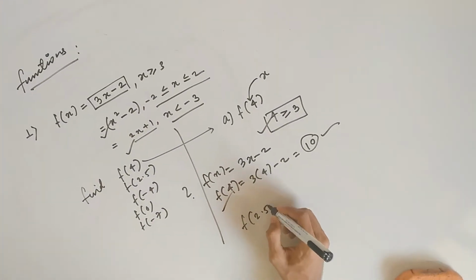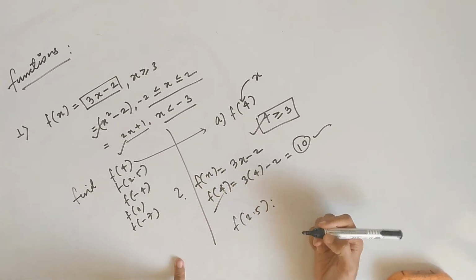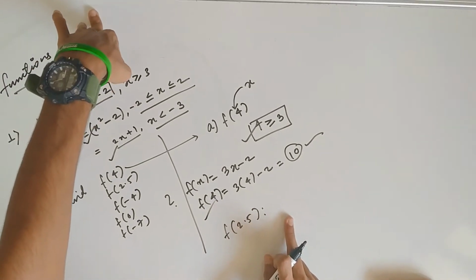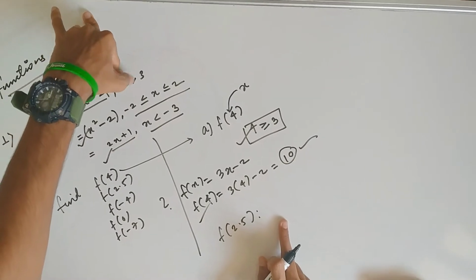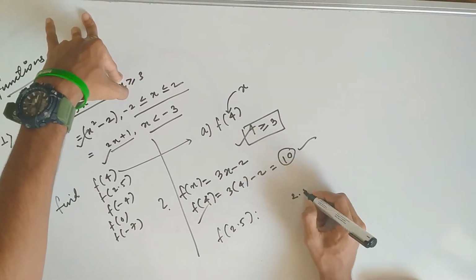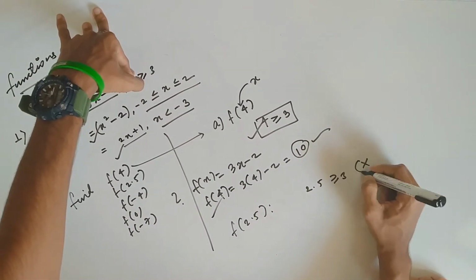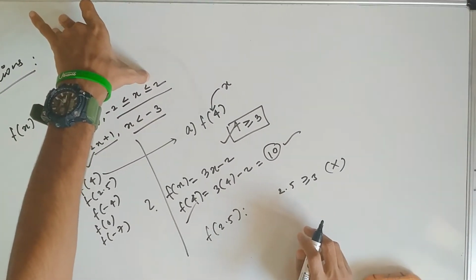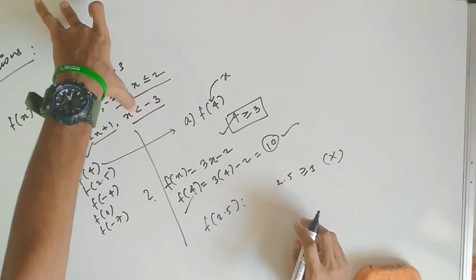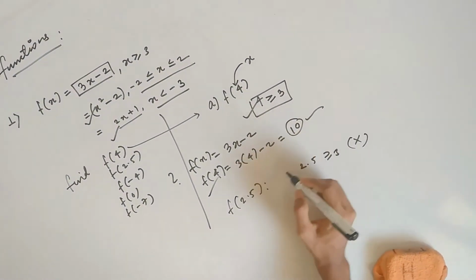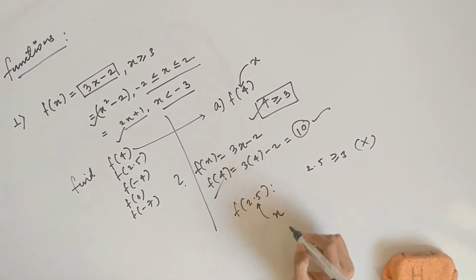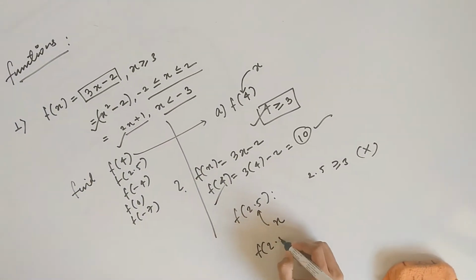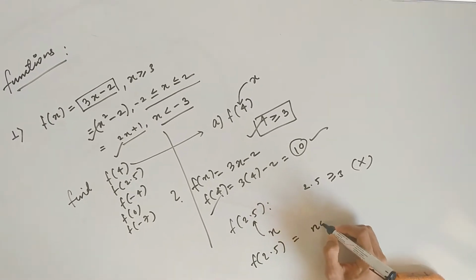Similarly, f of 2.5. Now you need to see where 2.5 is ranging. Is 2.5 greater than or equal to 3? Not at all. Is 2.5 ranging between minus 2 to 2? Not at all. Is 2.5 less than minus 3? Not at all. So for x equal to 2.5, no function is defined. So the value of f of 2.5 is not defined.